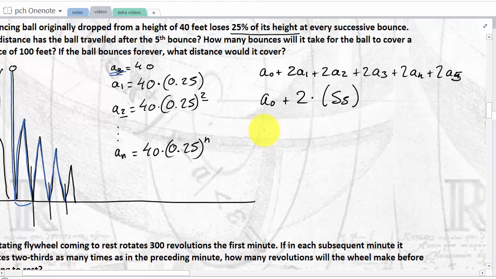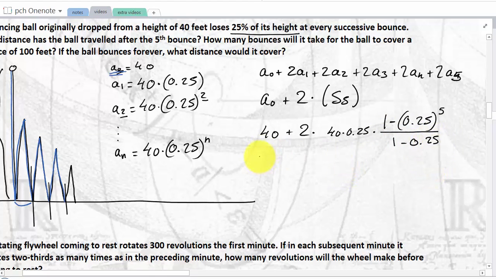Okay, so A0 is 40 plus 2 times A1. So A1 is 40 times 0.25 right here, times 1 minus r, so 0.25. And here we have to be careful. That's power 5 right here. Okay, it's S5, so power 5, divided by 1 minus 0.25. Okay, so what is that? If you take your calculator to compute this number, you would find about 66.6, and it is feet. So after the fifth bounce, the ball has traveled about 66.6 feet.